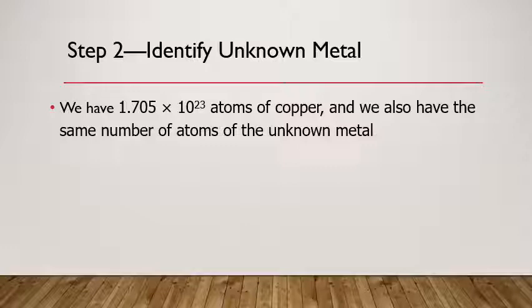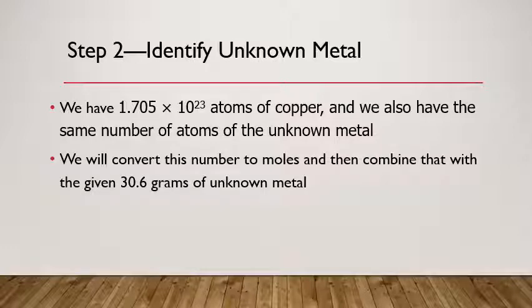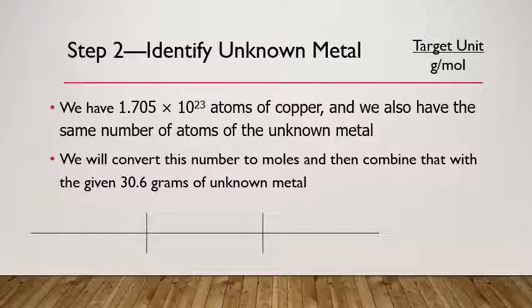We will start with our 1.705 times 10 to the 23rd atoms, and we know this is the number of atoms of the unknown metal. We'll convert this number to moles and combine that with the 30.6 grams of our unknown metal. Our target unit, atomic mass, molar mass, same thing, is grams divided by moles, grams over moles. Set up my dimensional analysis grid. I'm going to put that 30.6 grams on the top because my target unit has grams over moles.